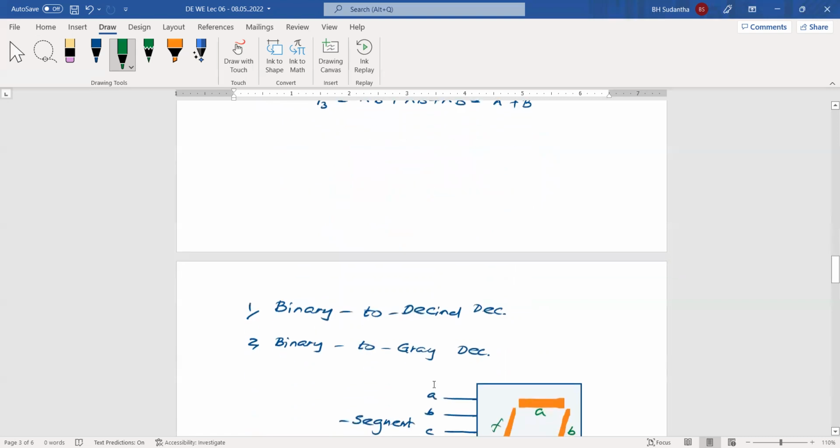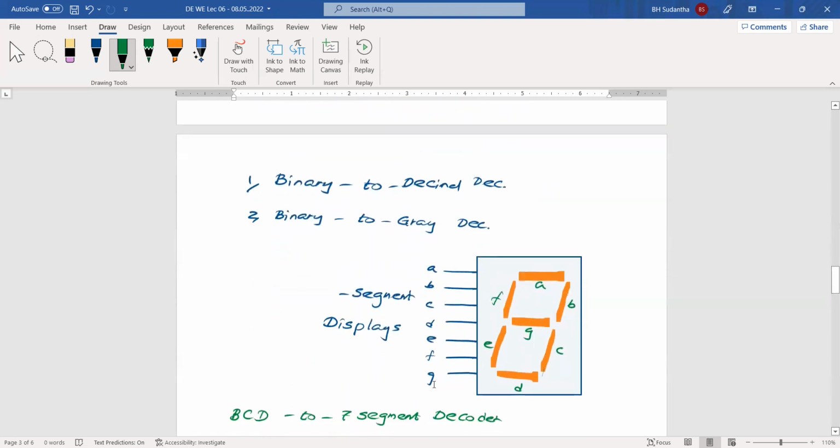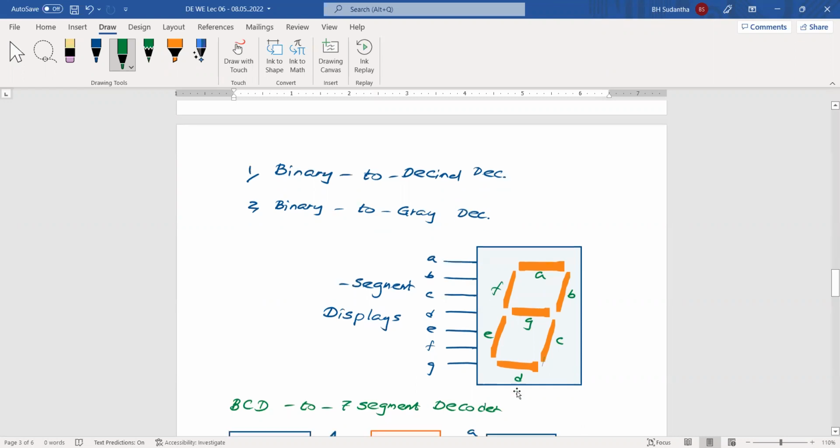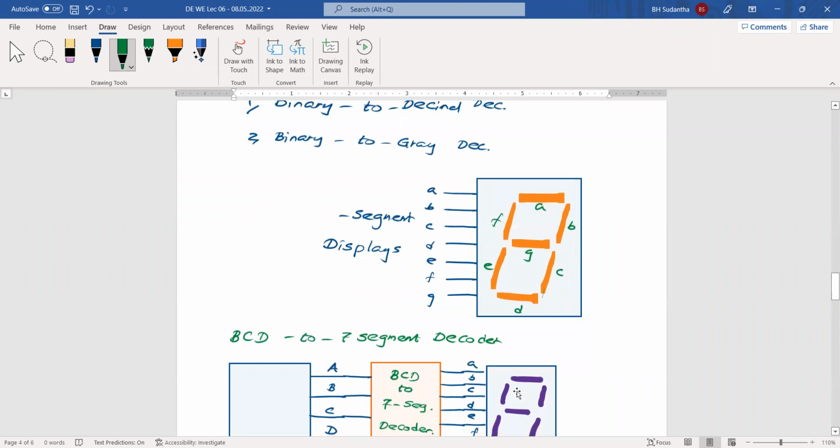Several standard, identified non-standard decoders are also available. Classic examples are the binary to decimal decoder and the binary to gray decoder. Likewise, we have different types of non-standard decoders depending on the job, depending on the functionality they are providing. One type of that is a BCD to 7-segment decoder.